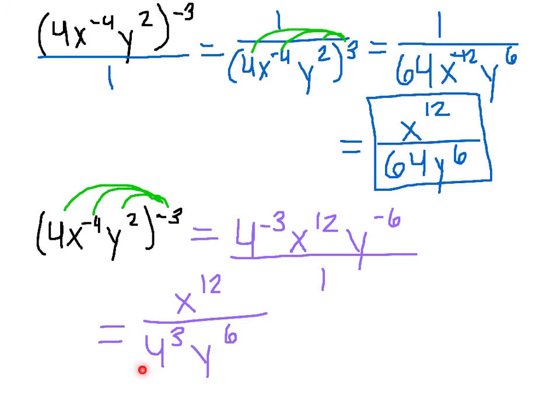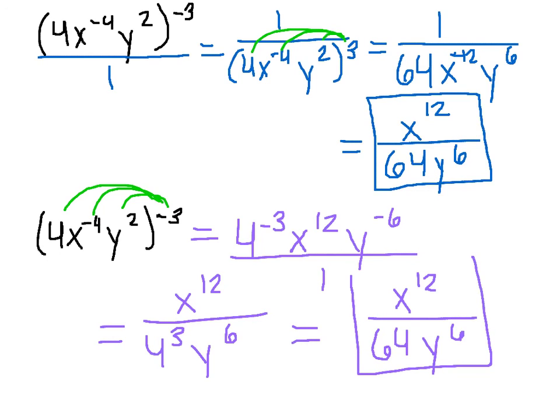The only thing left to do is to simplify 4 to the 3rd. We know that that's going to be 64. So I end up with x to the 12th over 64y to the 6th. That's my final answer, and you can see it's the same final answer that we initially got. The reason I wanted to post this video is to show you that even though you end up with a negative exponent as your 12 here, and here you end up with a positive, it eventually all works out when you move it to where it's supposed to be, and all your exponents are positive. Everything works out in the end, as long as you're following the rules and you do it correctly.